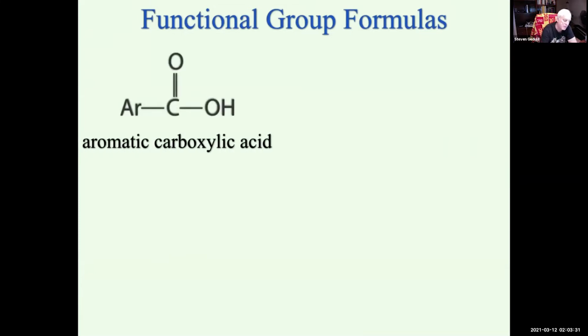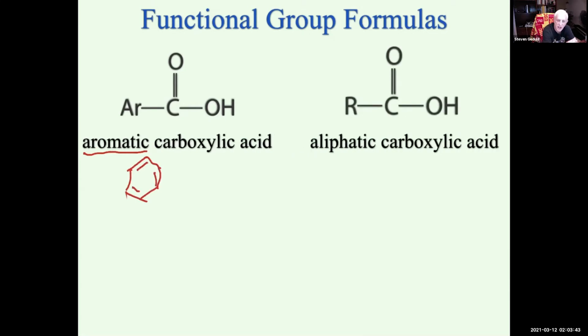There are aromatic carboxylic acids, and aromatic means it has a benzene ring. Those are your aromatic carboxylic acids. And you've got aliphatic carboxylic acids. Aliphatic means everything besides a benzene ring, all your other hydrocarbon chains. So you have aromatic carboxylic acids and aliphatic carboxylic acids.